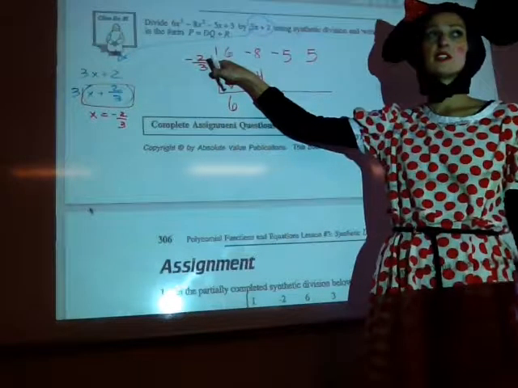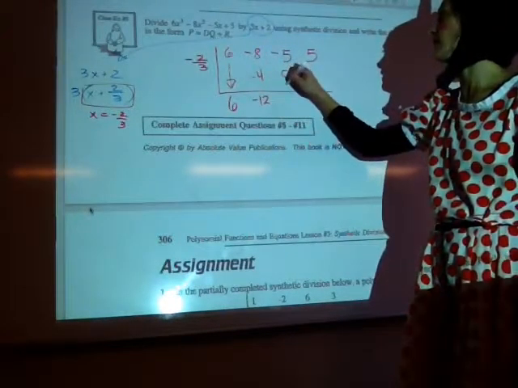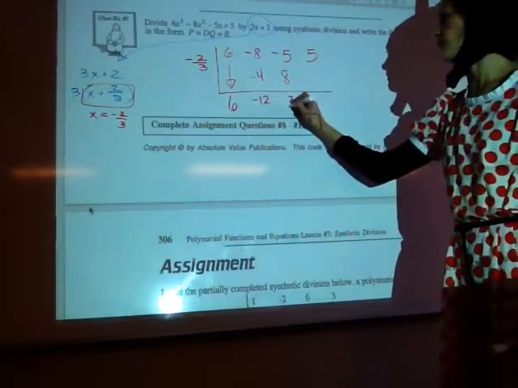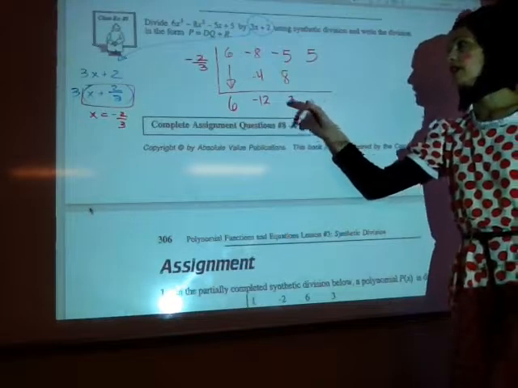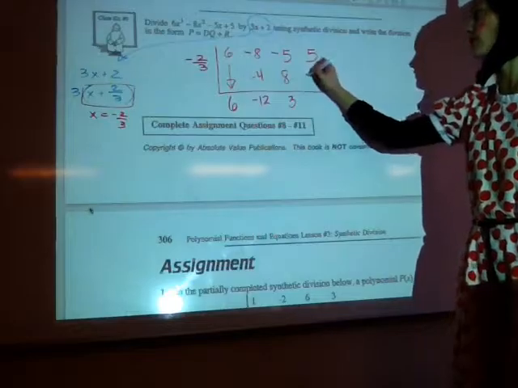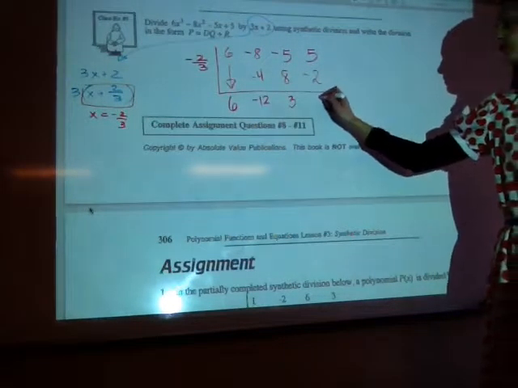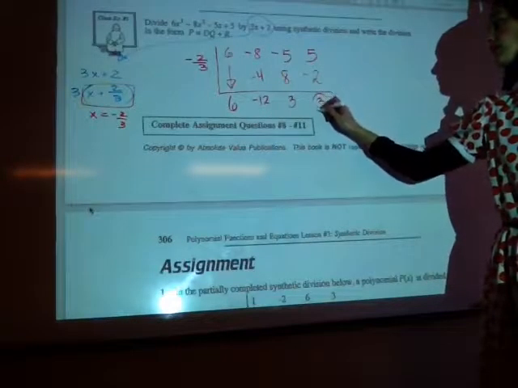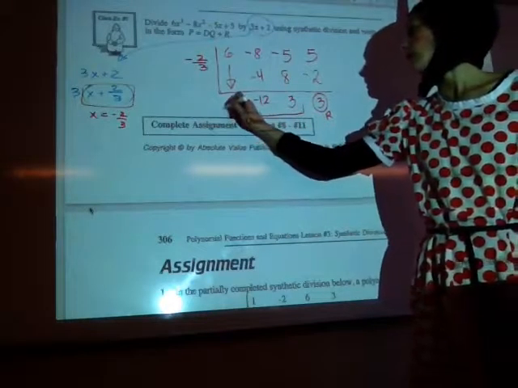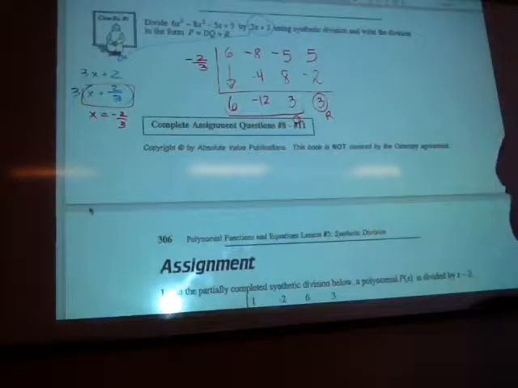Negative 12 times negative 2, positive 24. 24 divided by 3, positive 8. Negative 5 plus 8 is positive 3. 3 times negative 2. Negative 6 divided by 3 is negative 2. And lastly, just add together 5 minus 2, we get positive 3. So the 3 is our remainder. And this is our quotient. But remember, our fake quotient.